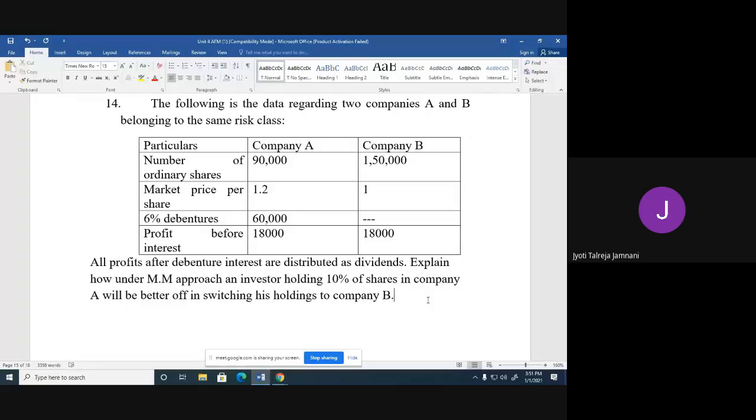Or you can say A is a levered firm because it borrows and B is an unlevered firm because it is not borrowing. Now they have not given the value of both the firms, so before calculating the value, you cannot say over or under. We will find the value of both the firms. So I'll write here value of firm. You can write it as working note on value of firm.